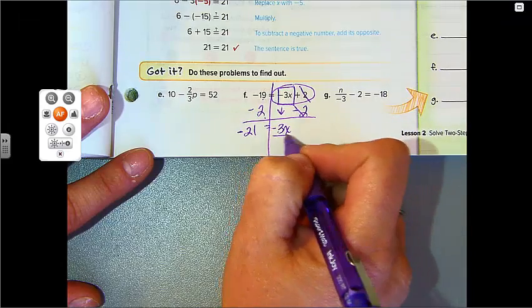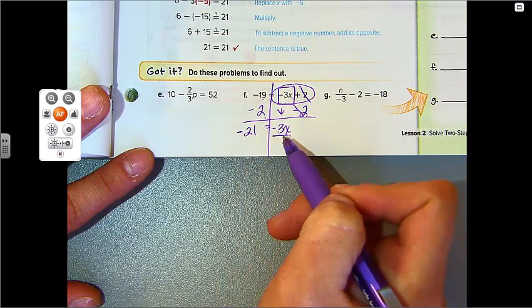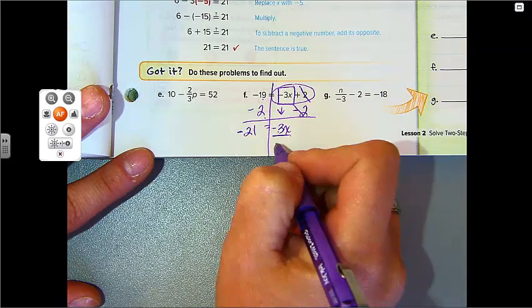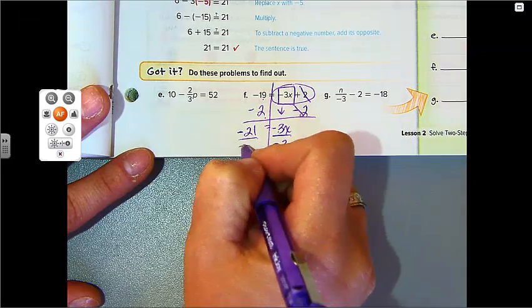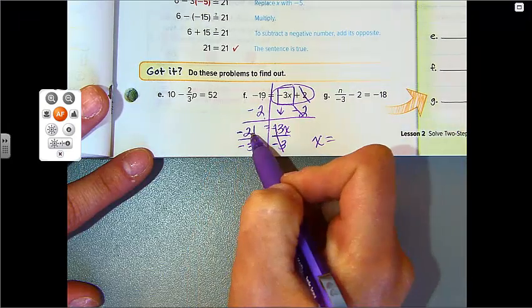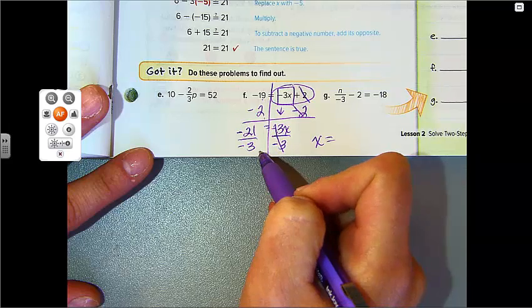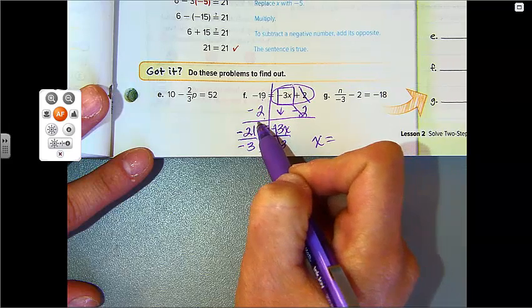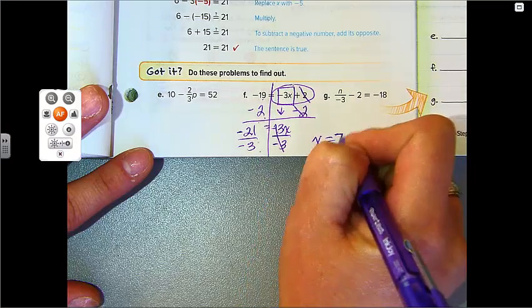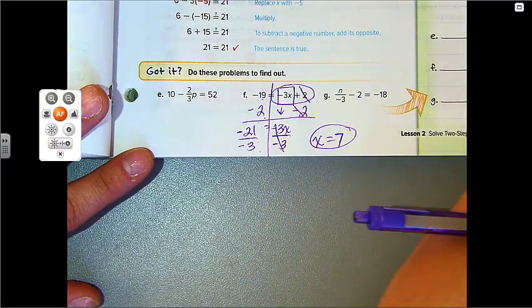And then I want to divide by whatever's connected to x, because right now I have a negative 3 times x, so I'm going to do the opposite. I'm going to divide both sides by a negative 3. A negative 21 divided by a negative 3. Hopefully you remember that a negative divided by a negative is a positive. So my answer is a positive 7.